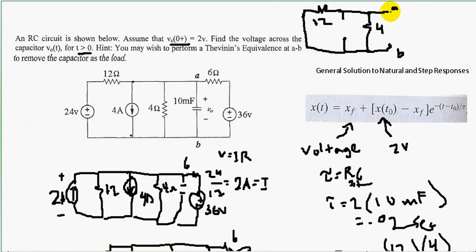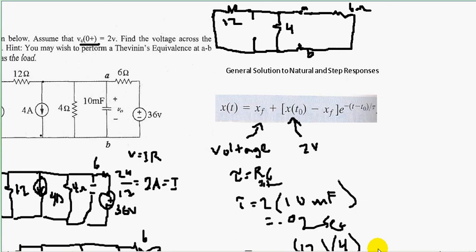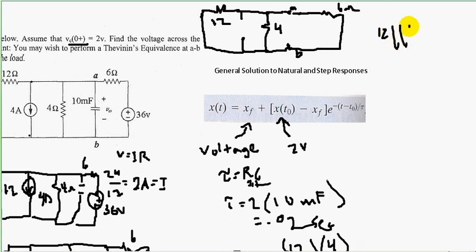Then we have this 6 ohm resistor and 36 volt voltage source. Zero out the voltage source by shorting it. So we have 6 ohms. Simply, we have this 12 ohm resistor in parallel with the 4 ohm resistor in parallel with the 6 ohm resistor. When we get our equivalent resistance, 12 in parallel with 4 in parallel with 6, our Thevenin resistance is simply 2 ohms, just like what we got here.